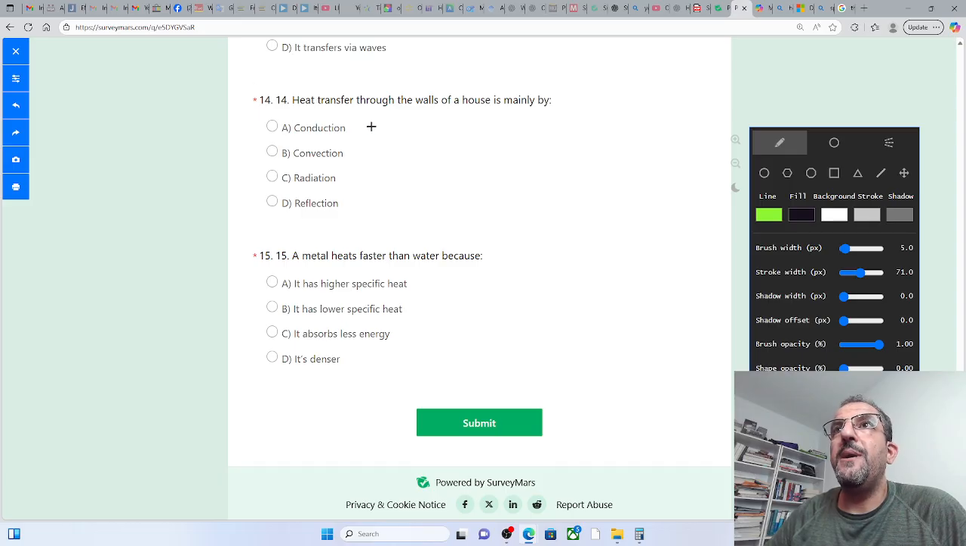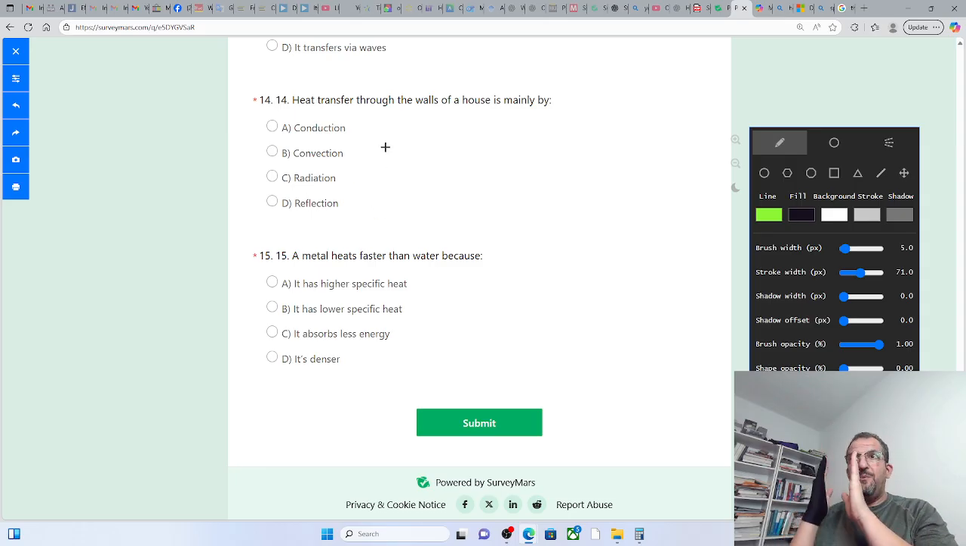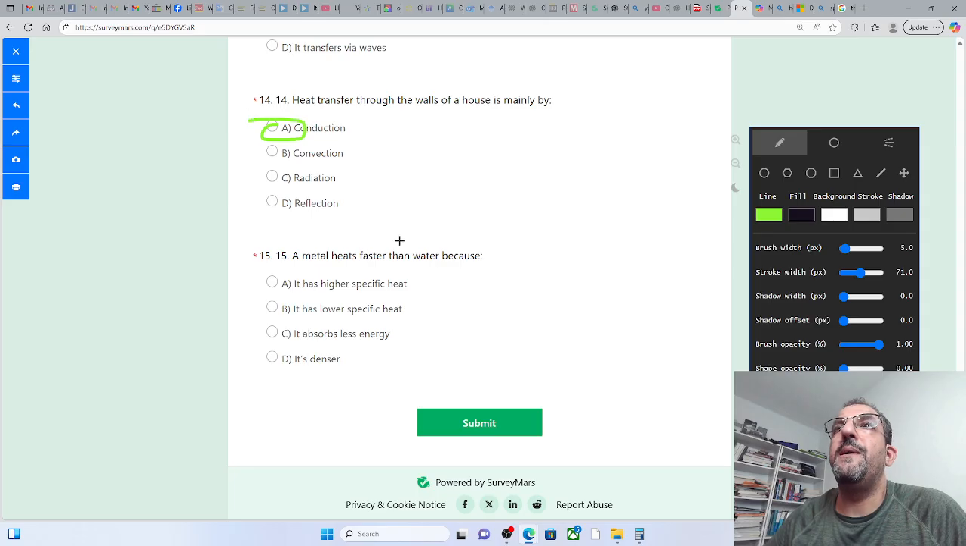Number 14. Heat transfer through the walls of a house is mainly by conduction, convection, radiation, or reflection. So it is like a house wall. That means the inside environment and the outside environment are in touch with the wall. So what will happen here? We will have a conduction process. We have a hotter reservoir and a cooler reservoir, and between them there is a wall. So this is a conduction process. So A is the right answer.